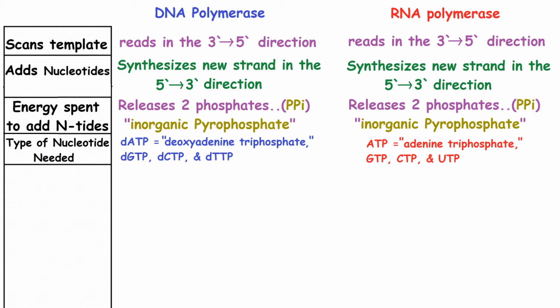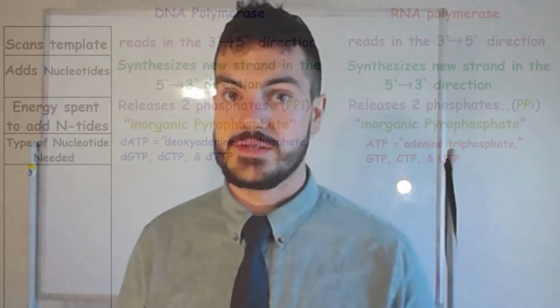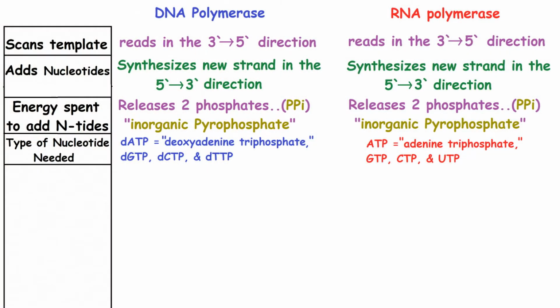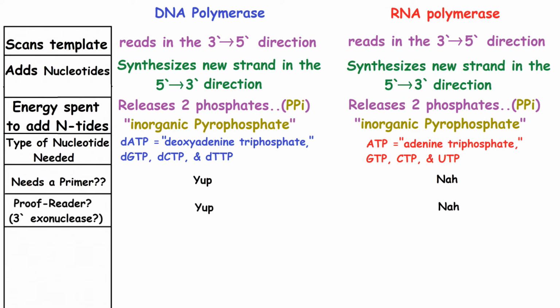ATP, UTP. So a huge difference between RNA polymerase and DNA polymerase is that RNA polymerase does not need a primer. It doesn't need a primer to get going. And another huge difference is that it does not have a proofreader. RNA polymerase is just throwing nucleotides up on the strand. It doesn't really care about them too much. And is that a huge problem?